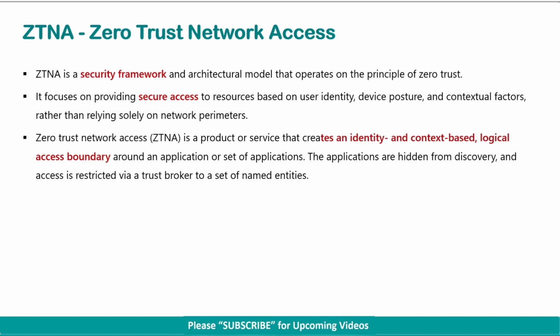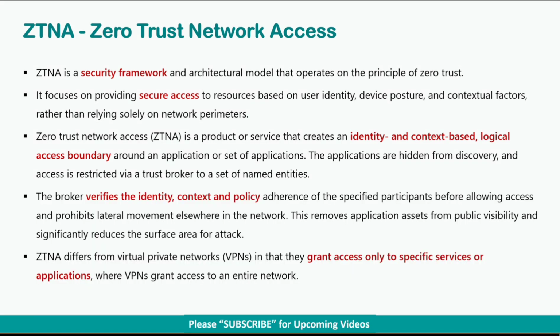The applications are hidden from discovery, and access is restricted via a trust broker to a set of named entities. The broker verifies the identity, context, and policy adherence of the specified participants before allowing access and prohibits lateral movement elsewhere in the network. This removes application assets from public visibility and significantly reduces the surface area for attack. ZTNA differs from virtual private networks, as in ZTNA they grant access only to specific services or applications, where VPNs grant access to an entire network.